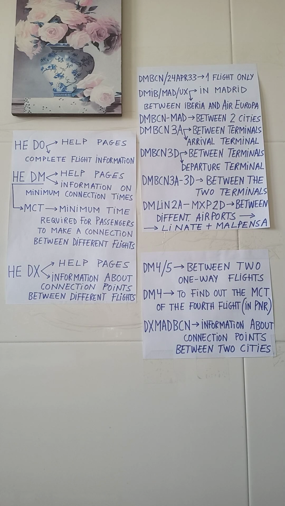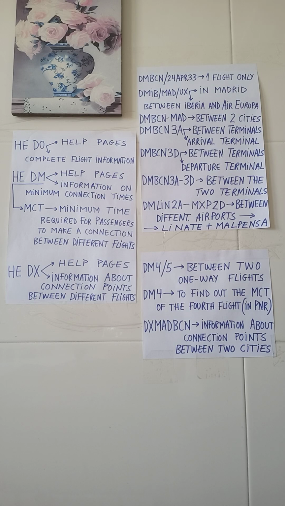Another transaction, DMBCN-3A, is used to search for the minimum connection times that apply between different terminals. In this case, we ask the Amadeus system to provide us with this information when we are only interested in Terminal 3A at Barcelona Airport. The letter A refers to the English word arrival.